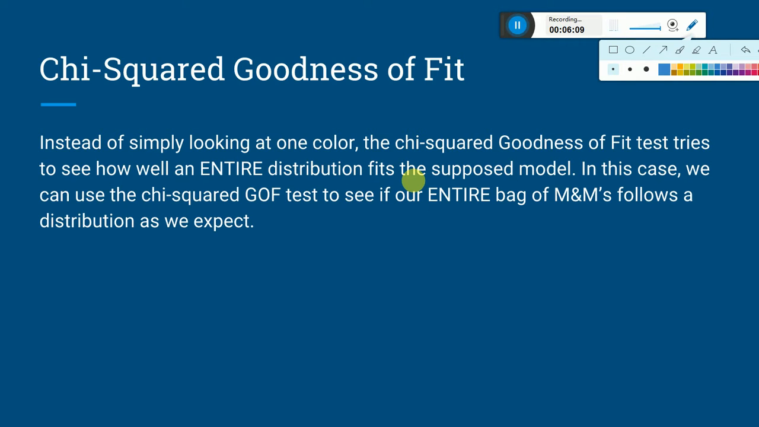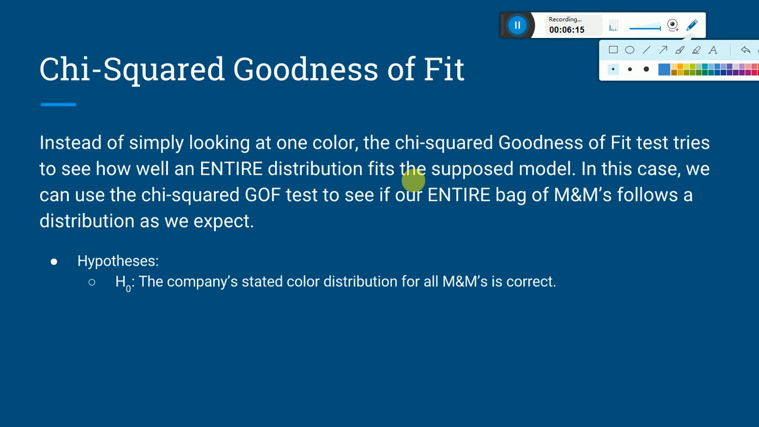So when we set up our hypotheses, it's going to be a little bit different. For our null hypothesis, we're going to say something like the company stated color distribution is correct, or the proportion of colors is the same as what the company states.